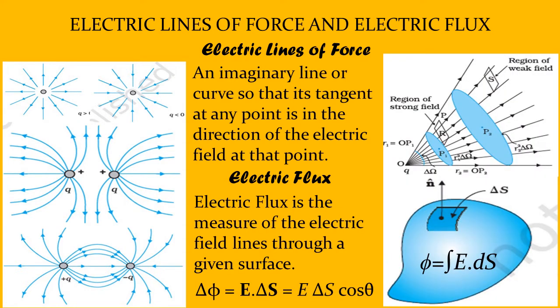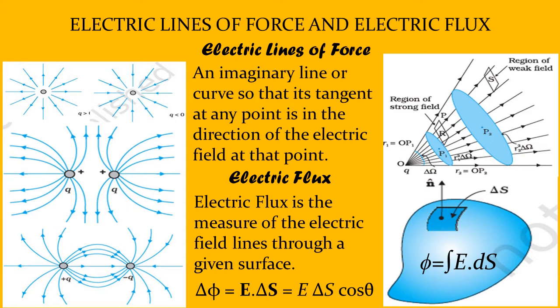And what is the electrical flux? The electrical flux is a measure of the electrical field lines through a given area. Suppose I have a small area delta S. The electrical field passing through it is vector E. Then the flux through this small area, delta phi, is equal to the product of the electrical field vector E and the area vector S.